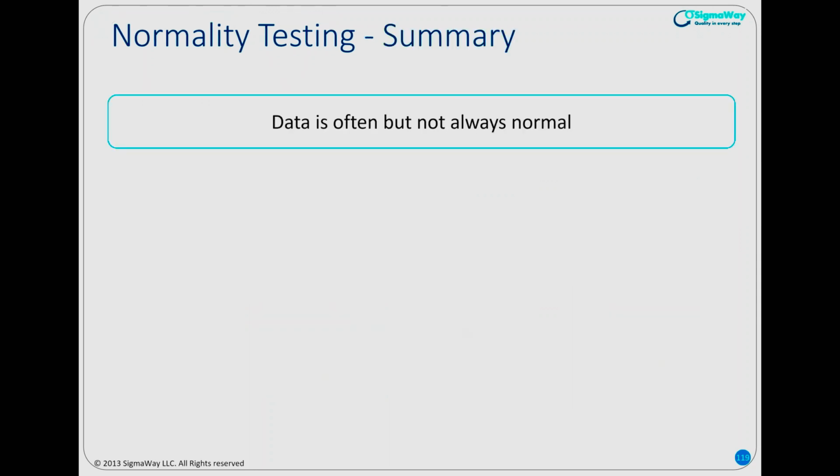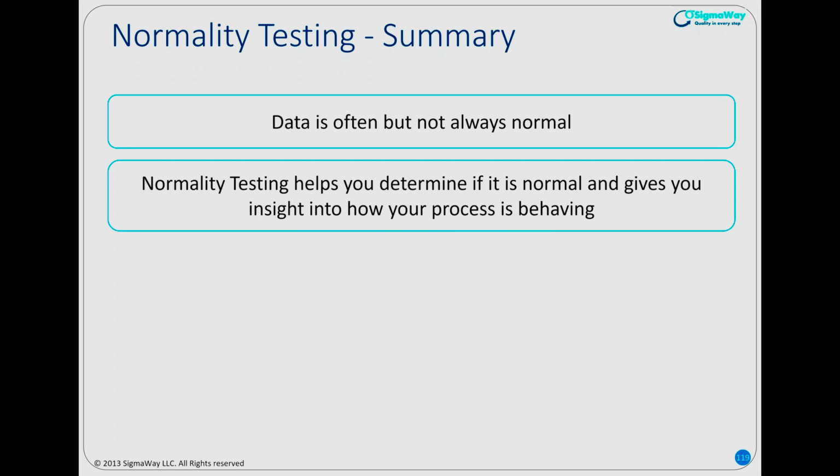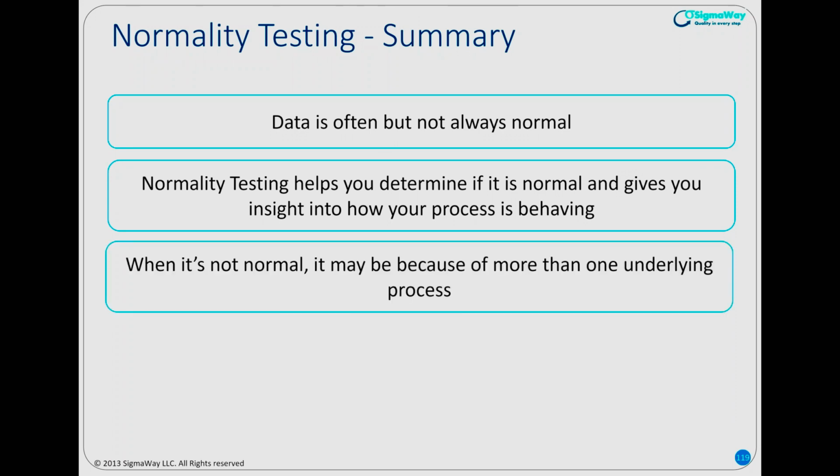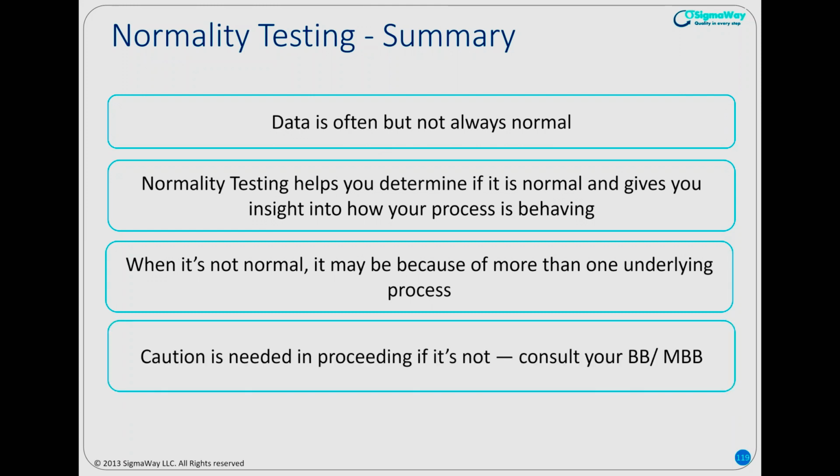Data is often, but not always, normal. A normality test helps you determine if it is normal and gives you insight into how your process is behaving. When it is not normal, it may be because of more than one underlying process, so it might be a bimodal issue. Caution is needed in proceeding. If it is not normal, consult your BB or MBB. Contact your black belt or master black belt to figure out the right statistical testing methods to use for your data.